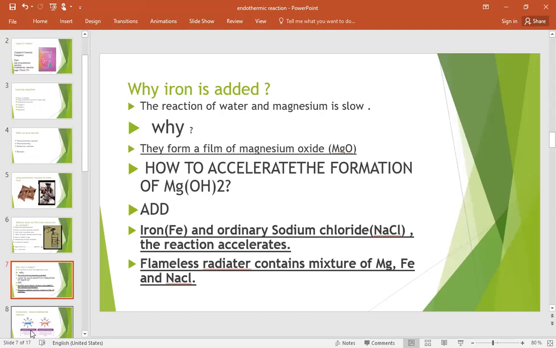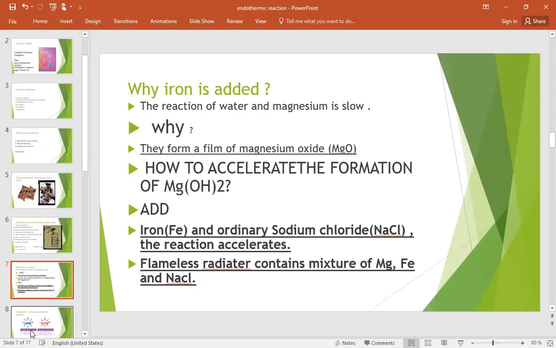How do we do that? We add iron and ordinary sodium chloride. They don't interfere in the whole reaction, but they accelerate the reaction. That is what happens in the flameless radiator. So in the flameless radiator, there is a mixture of magnesium, iron, and sodium chloride.